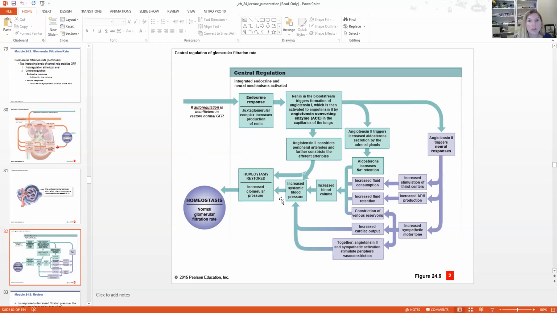Aldosterone is going to increase our rate of sodium retention. Because we're holding on to sodium, we're therefore going to hold on to water. So we're going to increase fluid consumption as well, increase fluid retention. Constriction is going to occur in the venous system, and overall increase our cardiac output. With an increase in blood flow and an increase in blood volume, we're going to increase blood pressure, getting that glomerular pressure up, which is therefore going to get our glomerular filtration rate up.